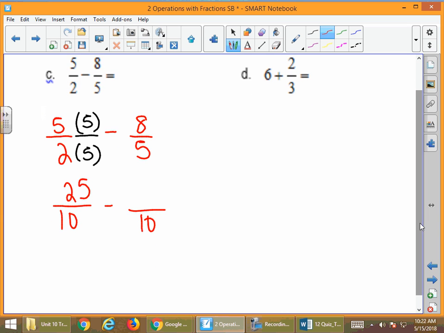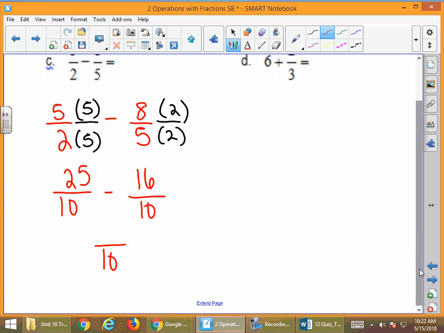Use the same process here on our second fraction. Well, 5 times 2 is 10. So we have to do 8 times 2. And 8 times 2 is 16. We're subtracting this time, but the only part that's going to get subtracted is the top. The denominator of 10 is going to remain the same, and 25 minus 16 is 9. 9/10 is what we end up with.